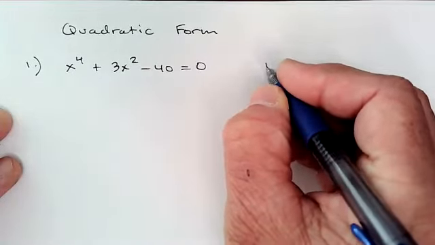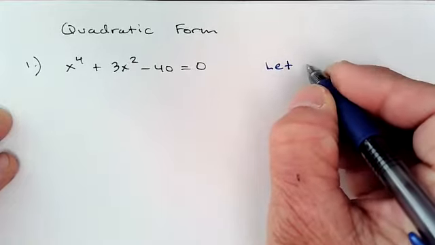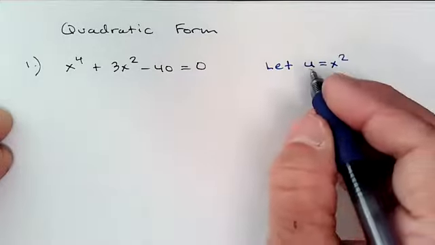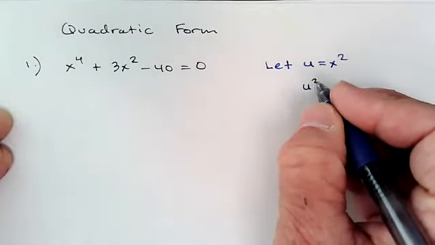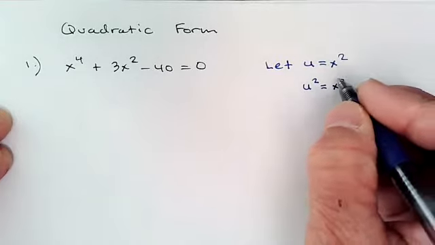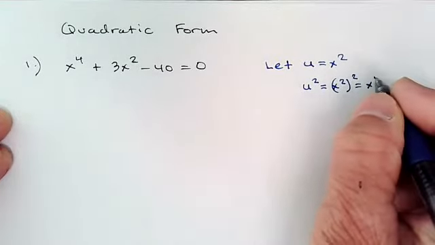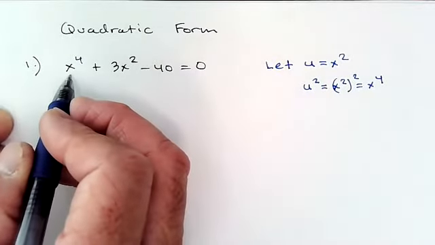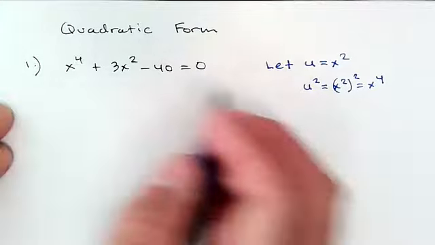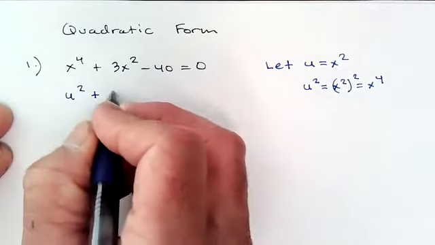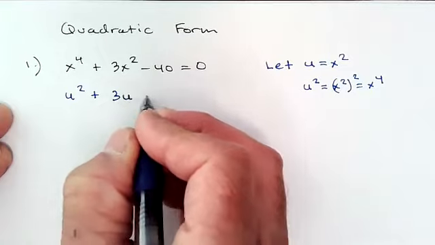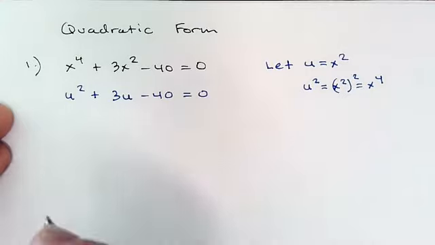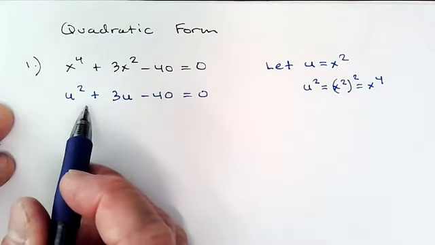So I'm going to make a substitution, then we'll go back and look at why we did this. I'm going to let u equal x squared. If u equals x squared, that means u squared would be x squared squared, which is x to the 4th. So then I can go back to this equation and write it in terms of u. X to the 4th is u squared. So this is u squared plus 3u, x squared was my u, minus 40 equals 0, which is a quadratic equation. And how do we usually try to solve those?